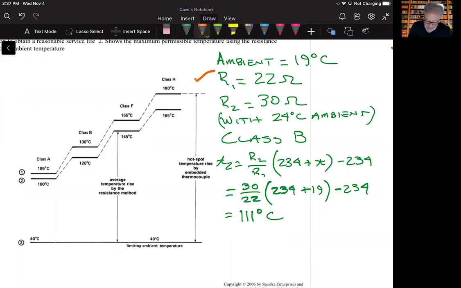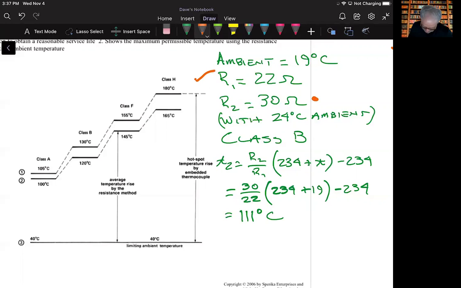The motor then operates at full load, and when the temperatures have stabilized, the field resistance is measured again, and it is found to be 30 ohms. And now we also recognize this is associated with a 24 degree C ambient. If the motor is built with Class B insulation, calculate the average temperature of the winding at full load, okay?